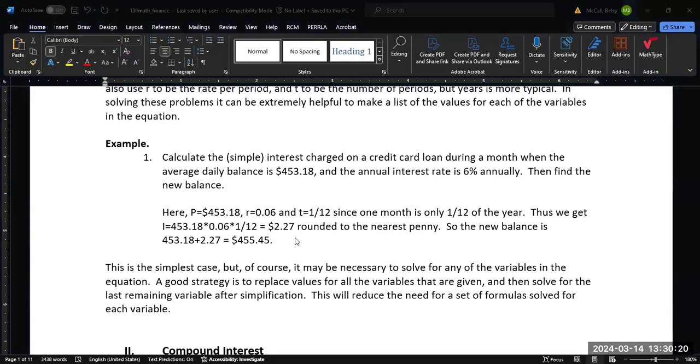When you're working with dollars and cents, it's generally the practice to round everything to the nearest penny. And then the new balance, therefore, is going to be the old balance plus the interest. And so that'll be 455.45.